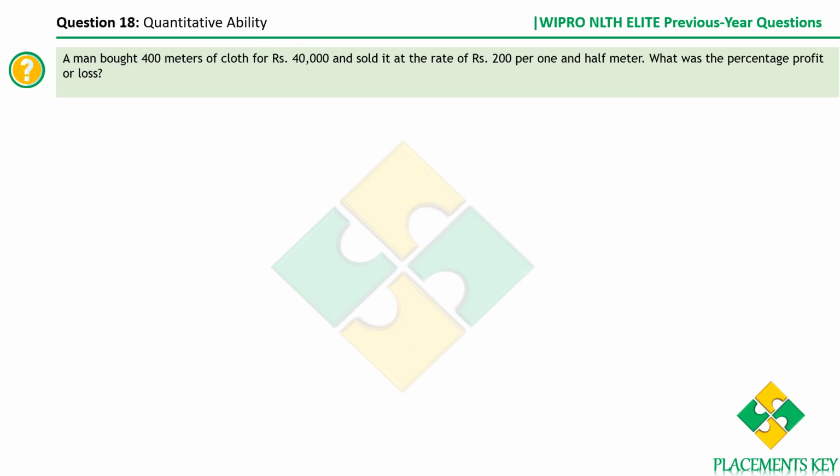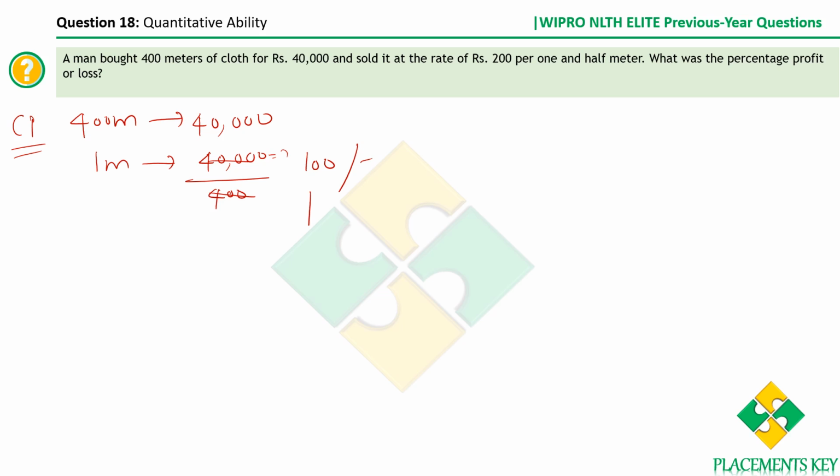A man bought 400 meters of cloth for rupees 40,000. So this is the cost price, right? Cost price 400 meters for rupees 40,000. So how much does each meter cost? Each meter cost him 40,000 by 400. So how much is it? It is 100 rupees per meter.